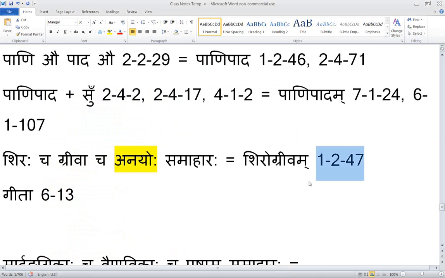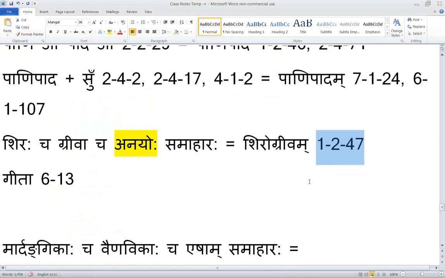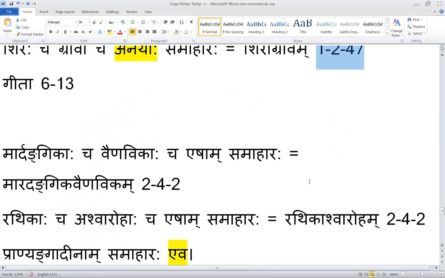And then we also did the turyanganam. Mardangikaha cha vainavikaha cha esham samaharaha. And here in turyanganam, what is meant is that mridangavadanam only refers to those who play the instrument, not the instruments itself.